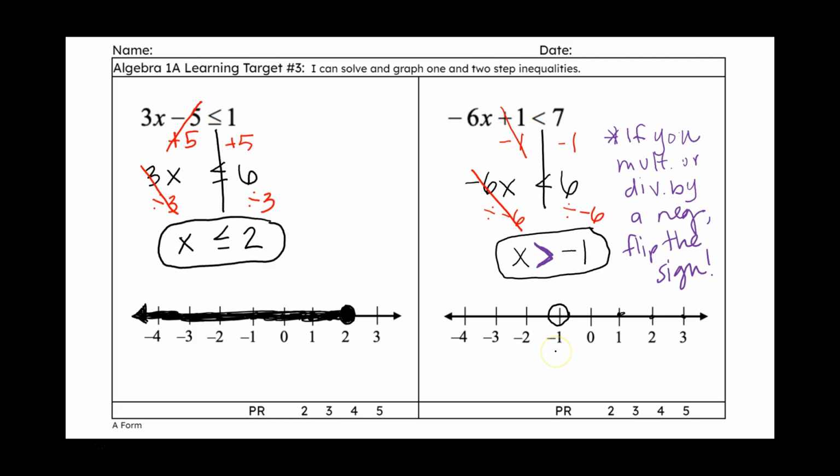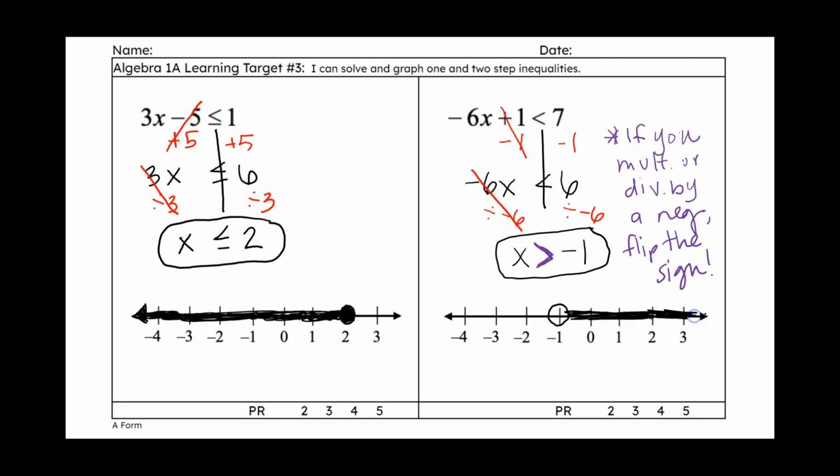But is -1 itself an answer? Is -1 greater than -1? No, it's not. It is -1. So although -1 is where my solutions start, like for example, -0.99 would work, but not -1 itself, we're going to leave this as an open circle like that. This one was filled in because it had an equal to sign. This one's going to remain open because it doesn't have an or equal to sign. And then all of the values that are greater than -1 lie to the right.